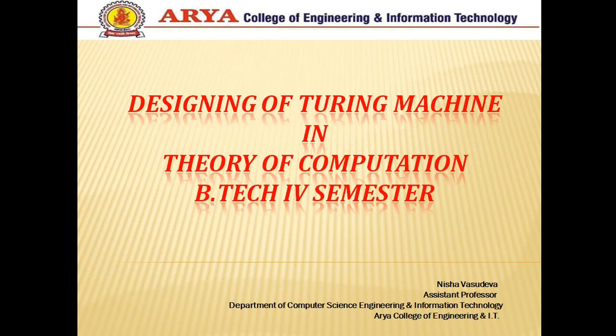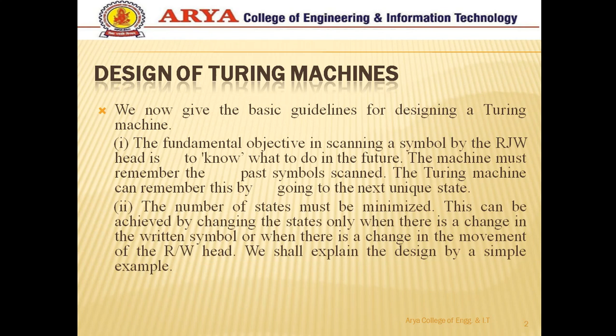Today we will discuss the designing of a Turing machine in the theory of computation. For the designing of a Turing machine, there are two steps. Number one, the fundamental objective in scanning a symbol by the read-write head is to know what to do in the future. The machine must remember the past symbol scanned. The Turing machine can remember this by going to the next unique state.